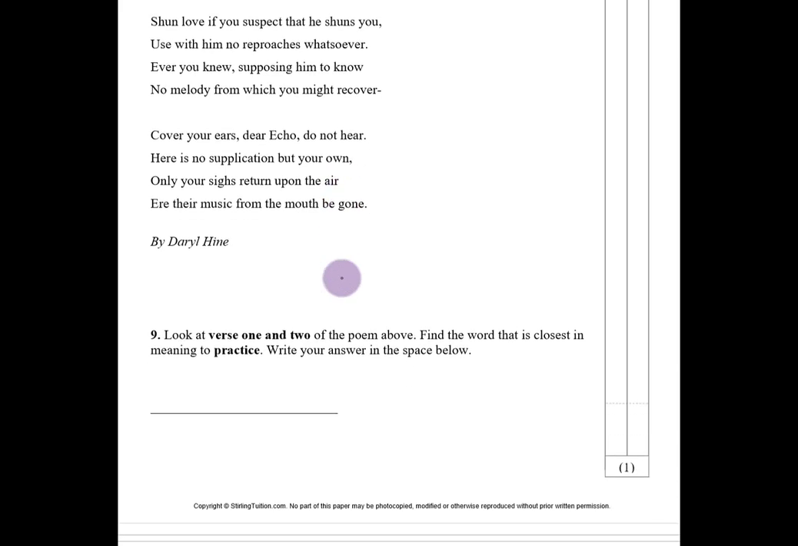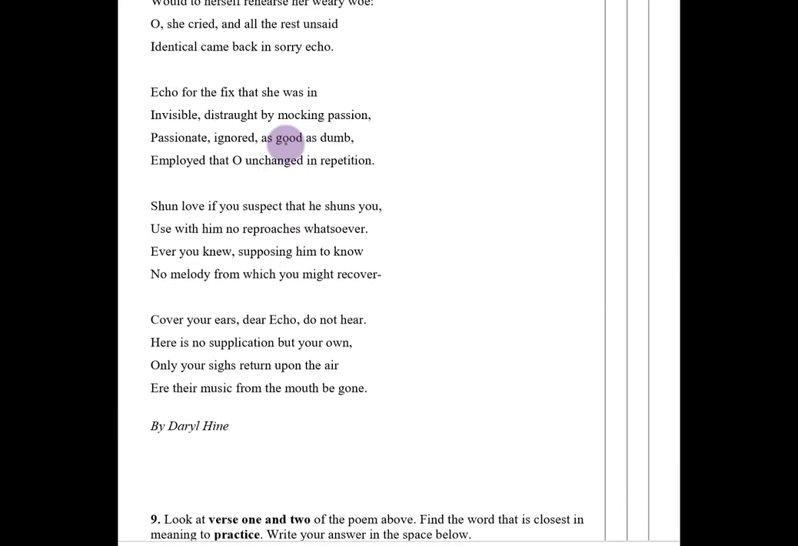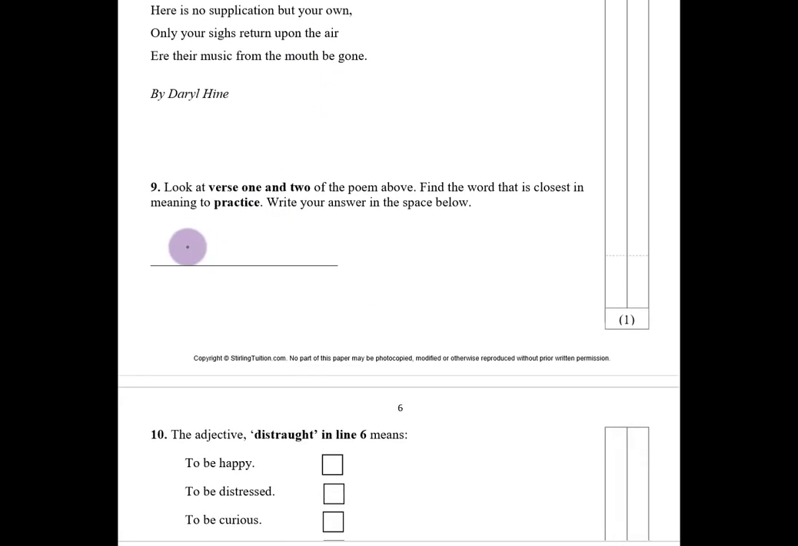So we need to look at the questions that relate to the poem. So now we've got number 1. Look at verse 1 and 2 of the poem above, find the word that is closest in meaning to practice. Now if we look at verse 1 and 2, the word that we're actually looking for is rehearse. So it gives you a bit of an indication of where you need to look with most of these questions. And this one here, the synonym is basically rehearse.